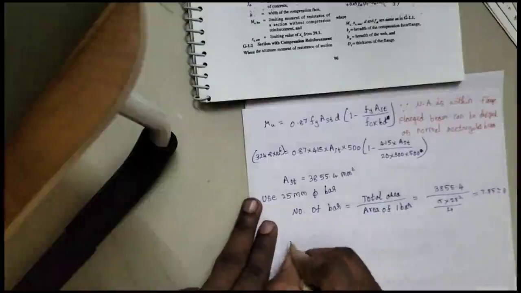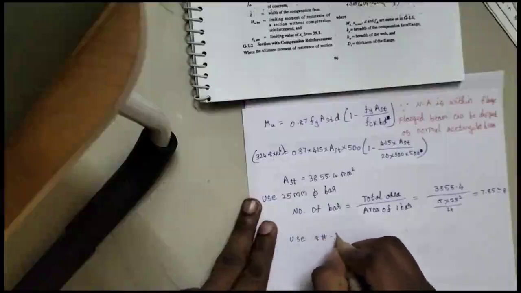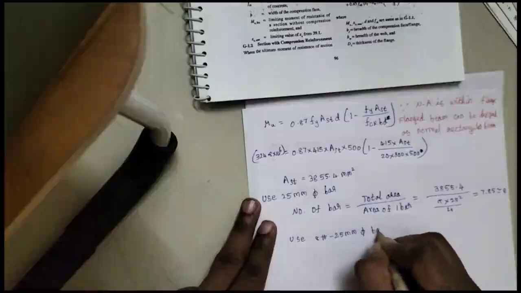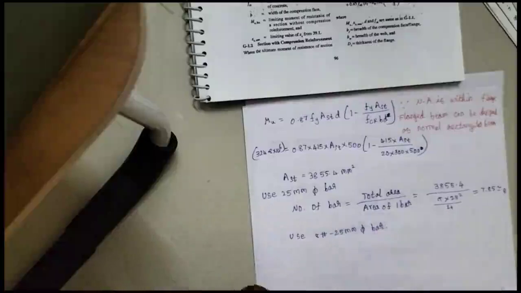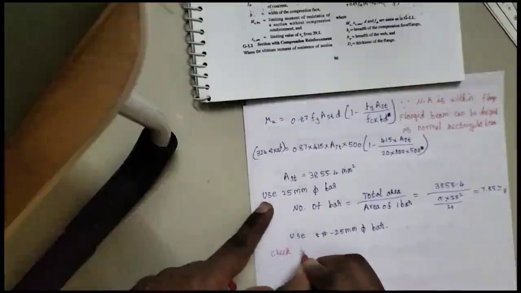So here I am going to use 8 numbers of 25 mm dia bars as main reinforcement. Next I need to calculate or check the shear, check for shear.